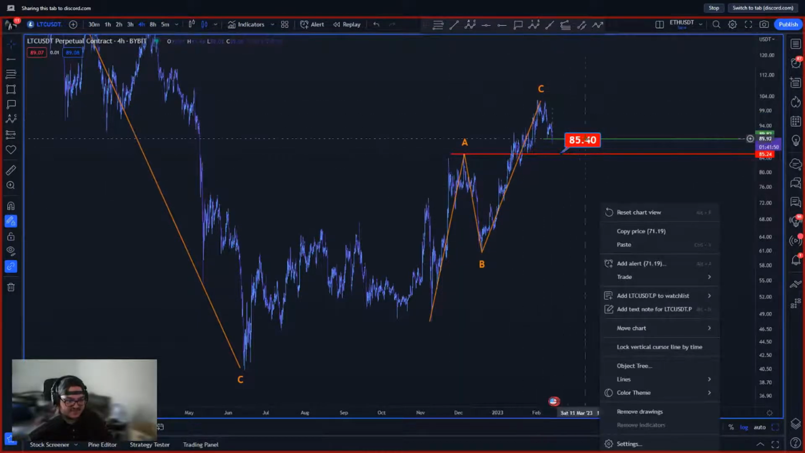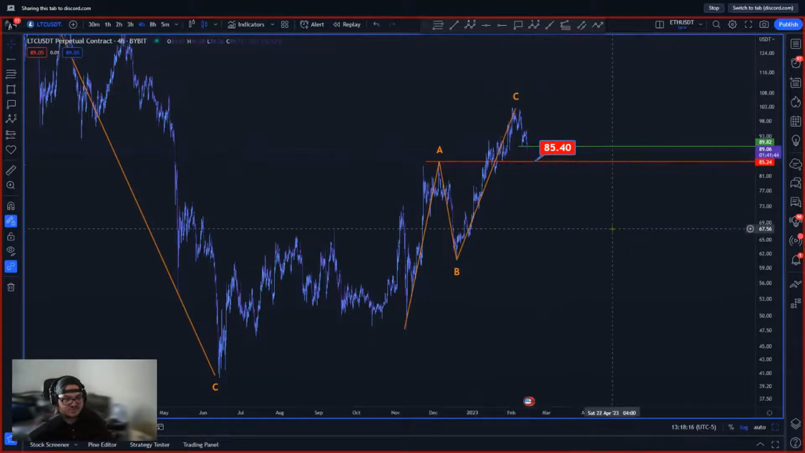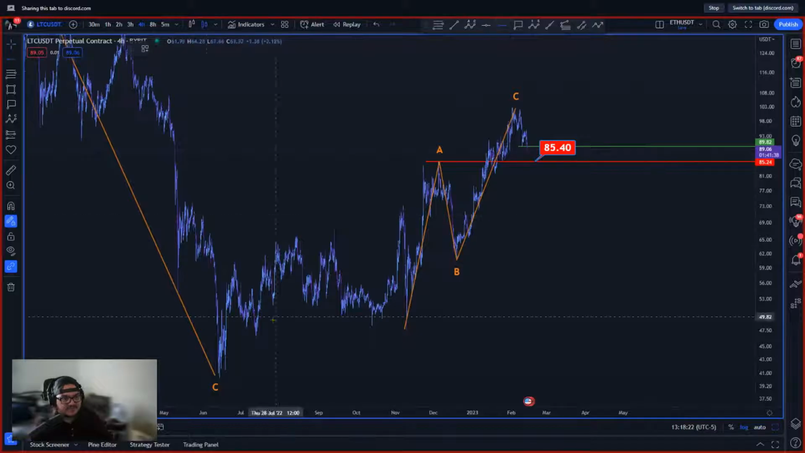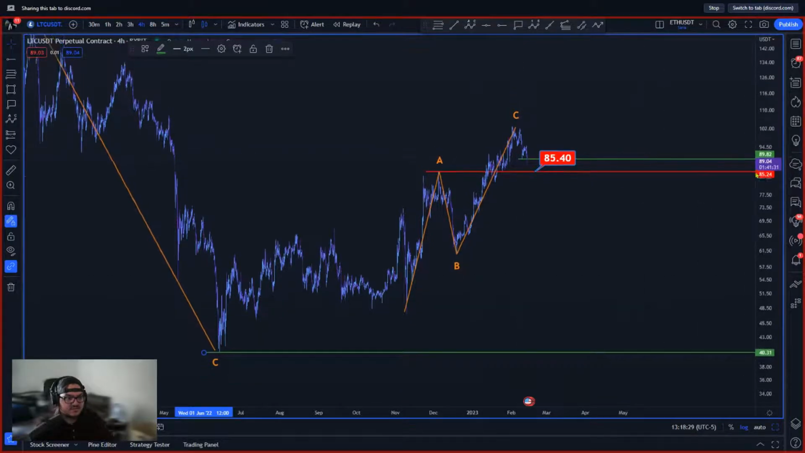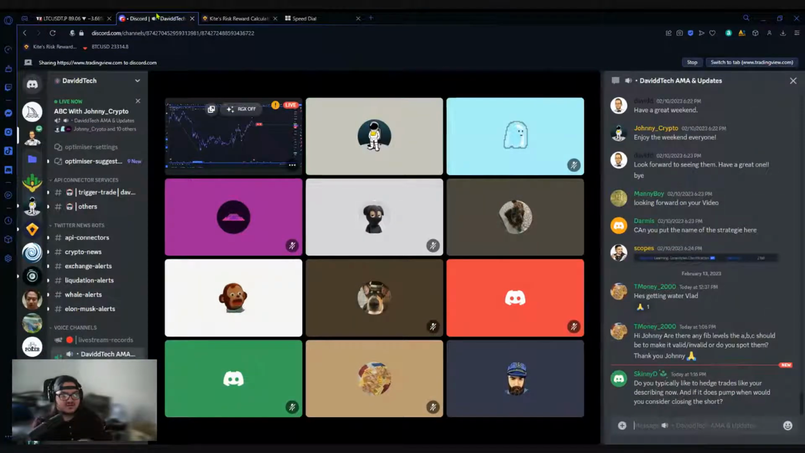So if LTC does come back below 85.40 and we continue to push lower, I'm looking for a larger pullback at the very least, if not a larger continuation to the downside to potentially put in a lower low. We just have to take it one level at a time, though. That's pretty much it when it comes to LTC and the big three. Let's see if anyone has any questions for me.